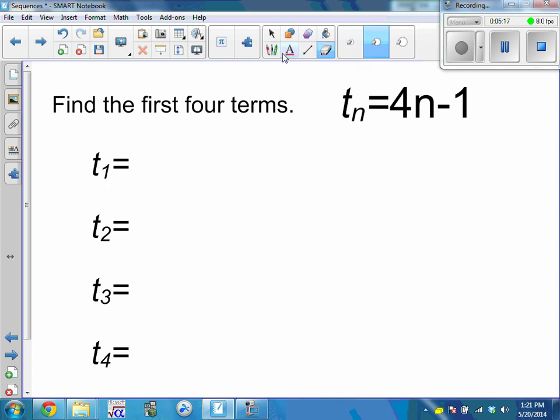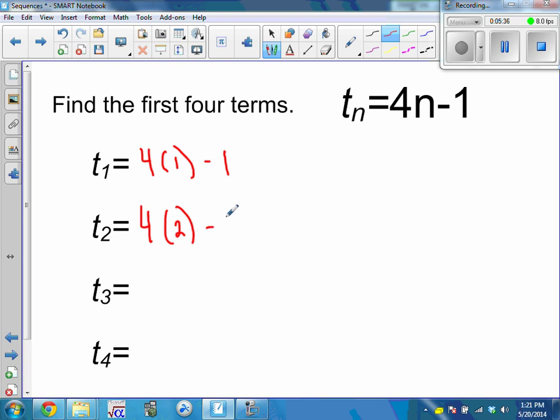So, we want to find t sub 1. Well, I'm replacing this 1 for this n. So instead of 4n, I have 4 times 1 minus 1. If it's the second term, t sub 2, it's 4 times 2 minus 1. If it's t sub 3, it's 4 times 3 minus 1. If it's t sub 4, it's 4 times 4 minus 1.